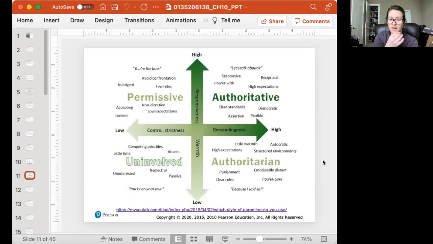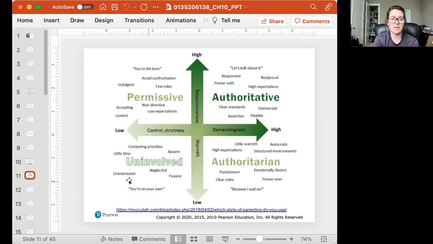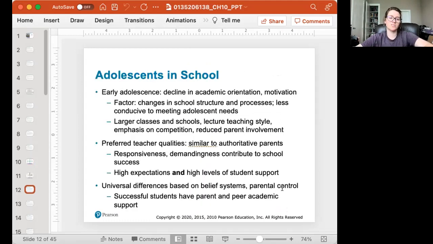So here's another image that helps you to see the differences. With this one, you see the demandingness low to high, responsiveness high to low in the middle. And then this one's got responsiveness and warmth, control, strictness, and demandingness, low versus high. And then it's got some different descriptor words similar to the last slide, but it's just another way to look at it. So adolescence in school, early adolescence, there's a decline in academic orientation and motivation.